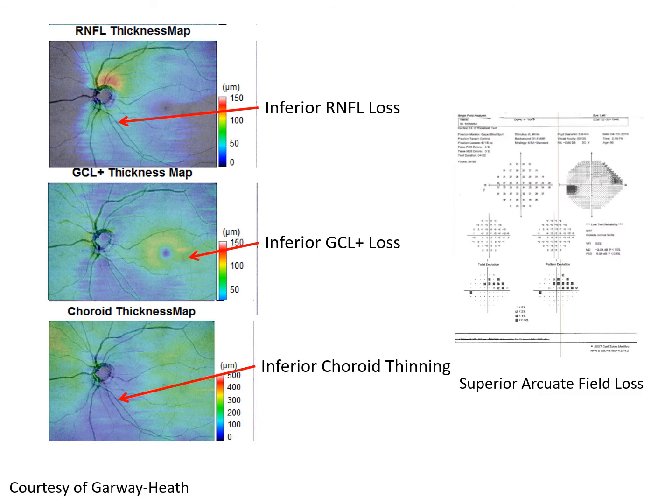This is a typical perfect case in which the patient has inferior retinal nerve fiber loss together with inferior ganglion cell complex loss and inferior choroid thinning. And if we test the visual field of the patient, we find a superior nasal step or arcuate visual field loss. And I say that this is a perfect case because in clinical practice it's very rare to find everything in the right position when we check patients.